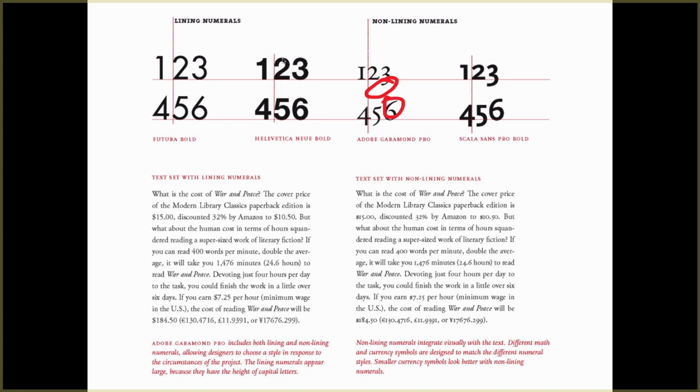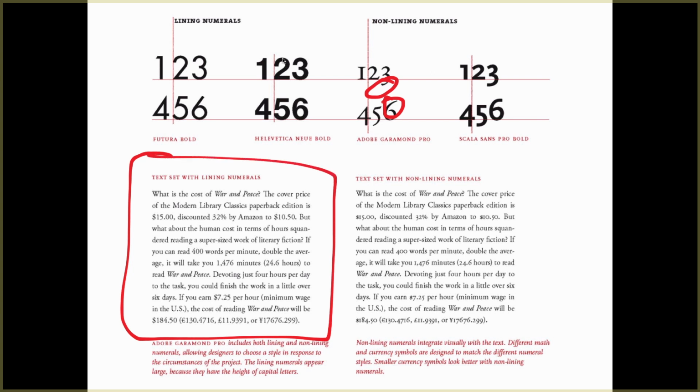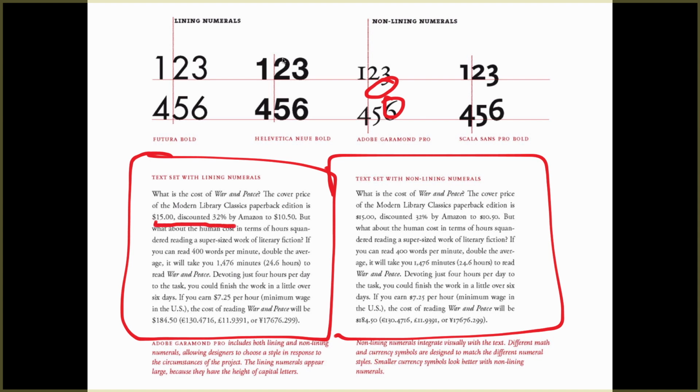And if we look at them and we compare two paragraphs, so here's the two paragraphs that we're going to compare right there. So here we go, the paperback edition is $15, discounted by 32% for $10.50. Those numbers stand out because they're the same height as a capital letter. If we look at the same text on the other line here, there it is, $15 discounted by 32% by Amazon, $10.50. That flows with the body of text much better.